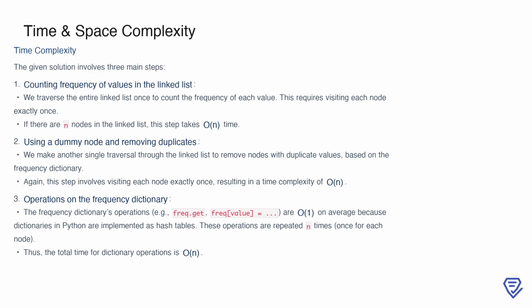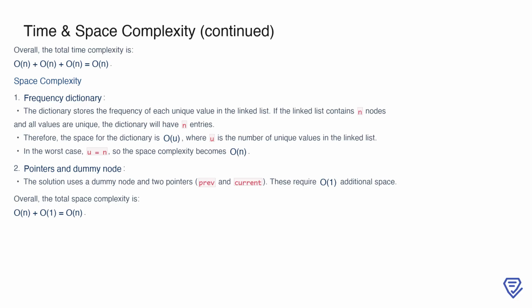Lastly, we perform operations on the frequency dictionary, such as retrieving and updating its values. These operations are O(1) on average, thanks to the hash table implementation of Python dictionaries. Since these operations are performed n times, their total contribution to the time complexity is O(n). Adding up these three components, the total time complexity of the solution is O(n) plus O(n) plus O(n), which simplifies to O(n). Now, let's analyze the space complexity.